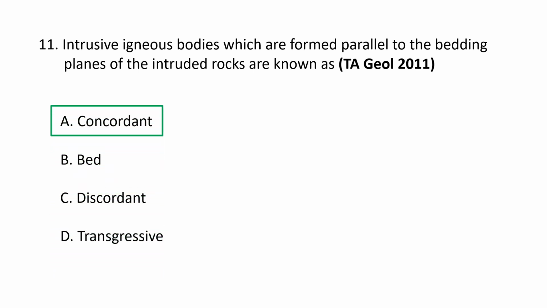Concordant. Intrusive igneous bodies that are formed parallel to the bedding planes of the intruded rocks are called concordant igneous bodies, and they are formed when magma finds its way between the rock layers and solidifies without disturbing the layers.